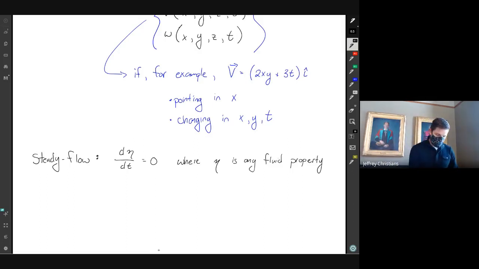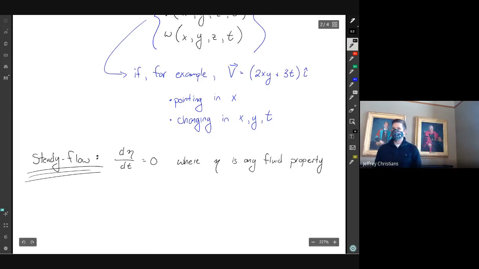Our lives in this class, we are going to be living in the land of steady flow. Because when you start talking about things that change with time, it gets more exciting mathematically, and we're not going to really go there so much. So we'll be living in the land of steady flow, and that's okay, because that's where we'll hang out.